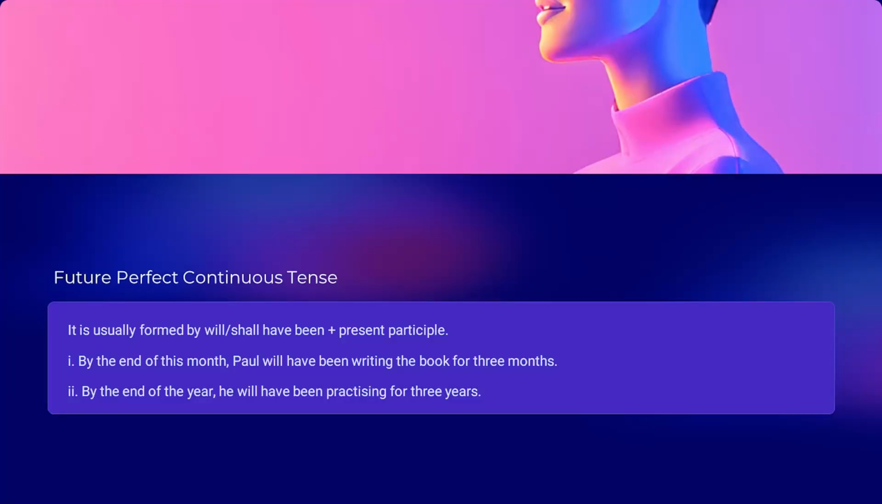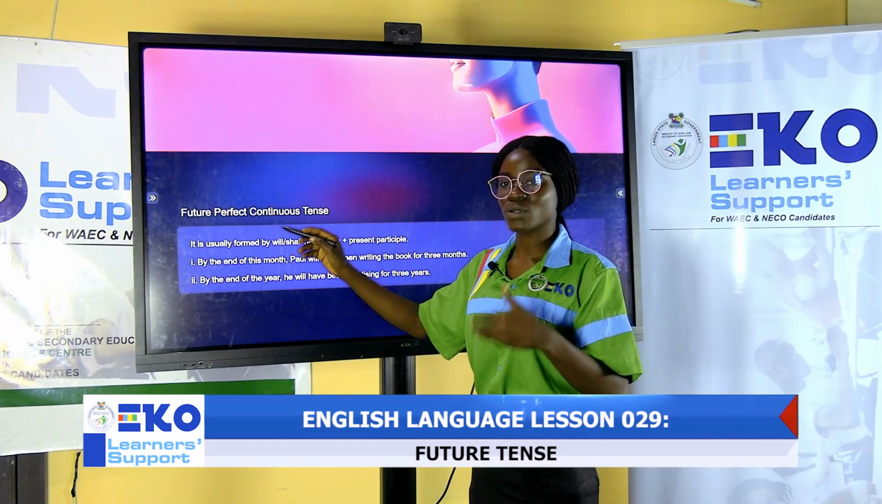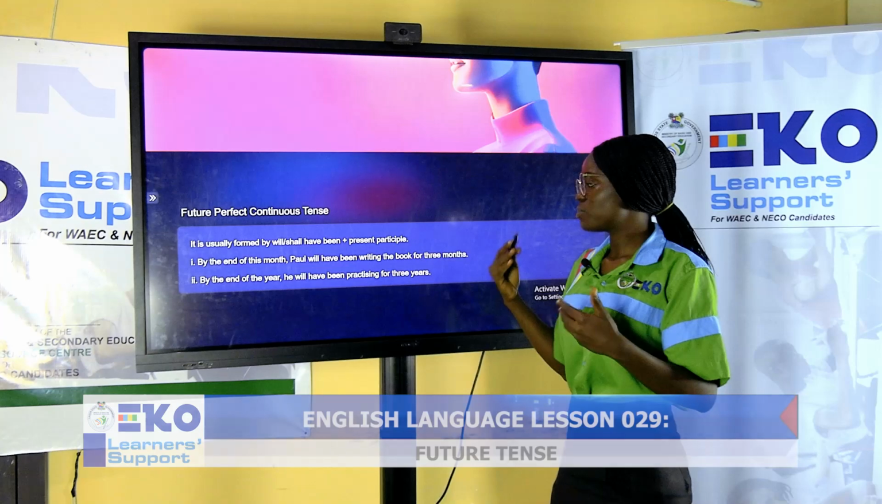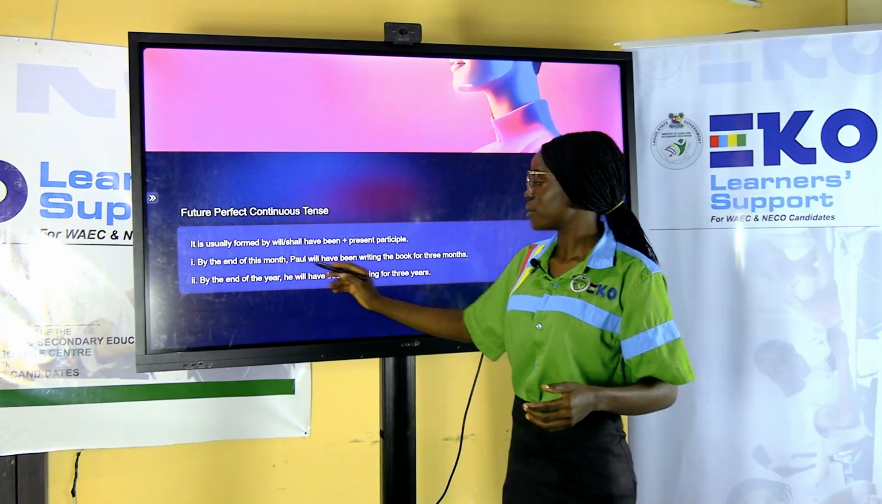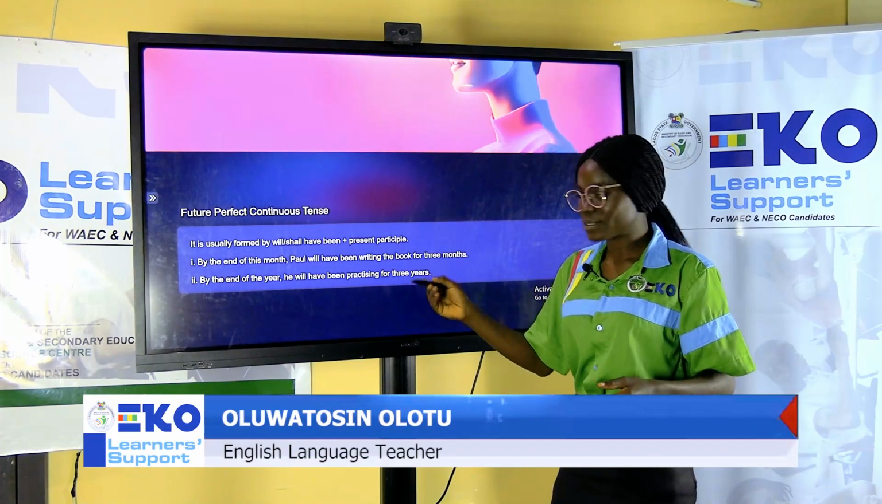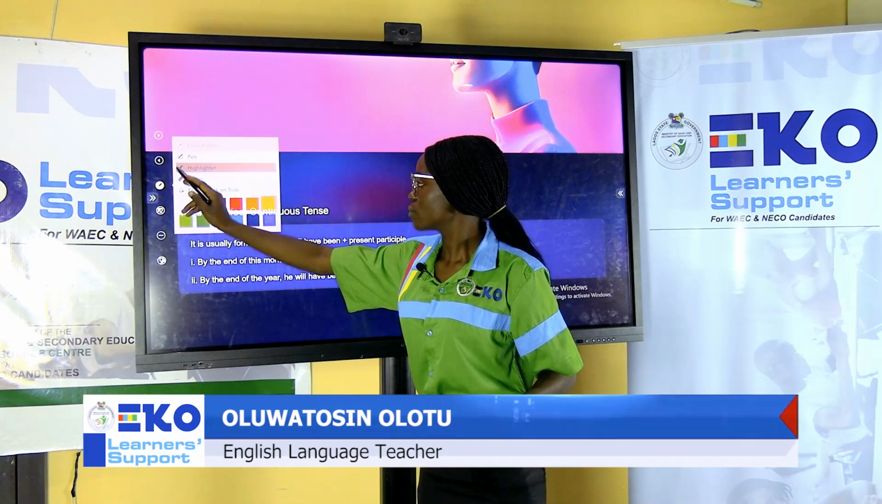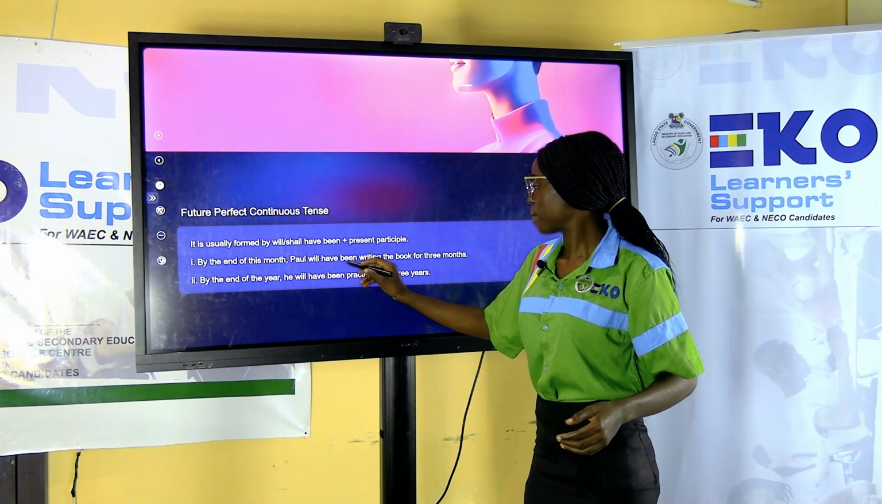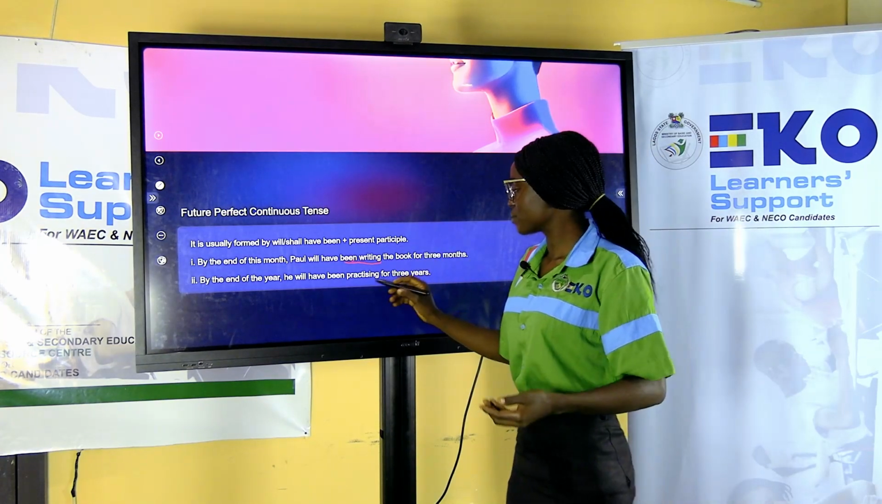Future perfect continuous. It is usually formed by will or shall have been plus present participle. Present participle because it is continuous. So we're going to use a present participle. By the end of this month, Paul will have been writing. Take notes. Can you see? This is present participle, been writing.